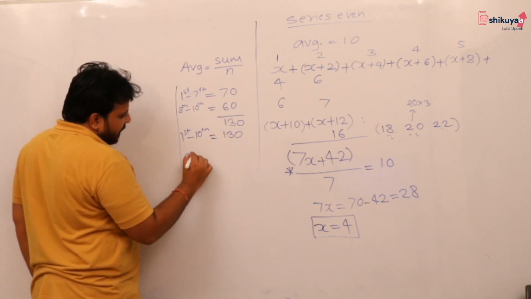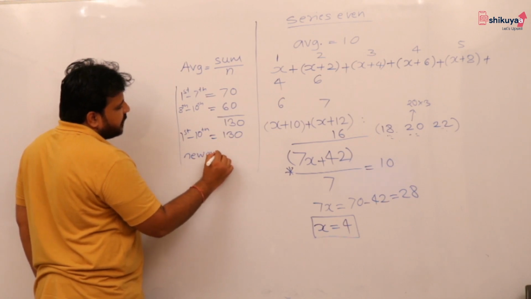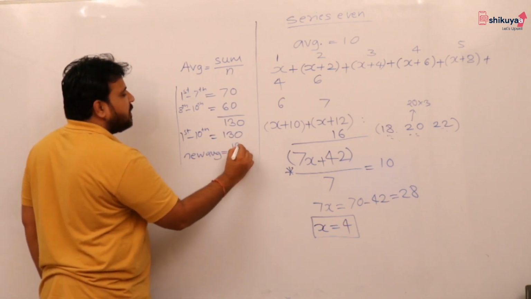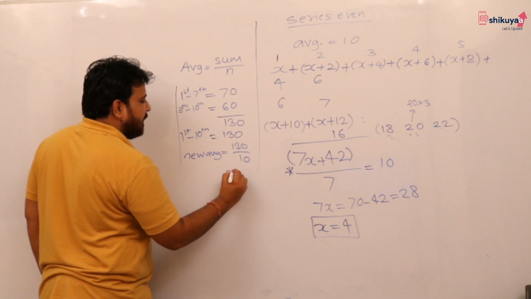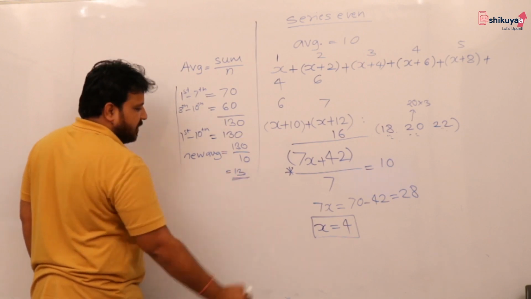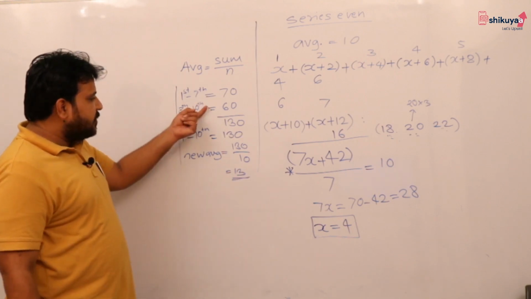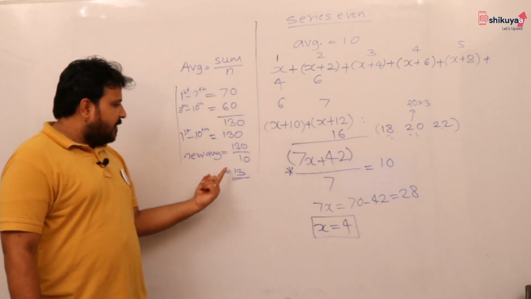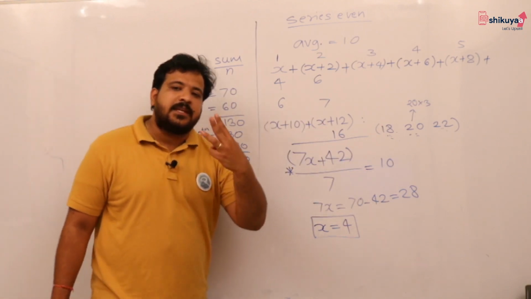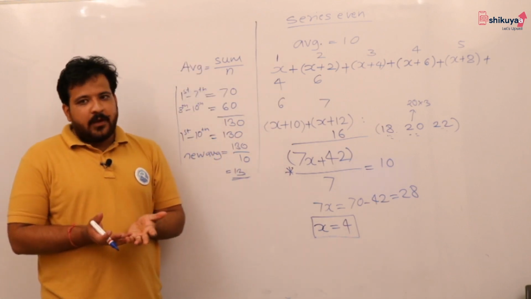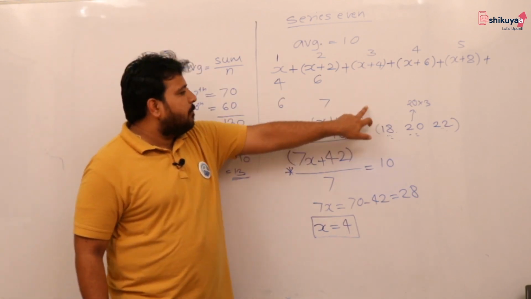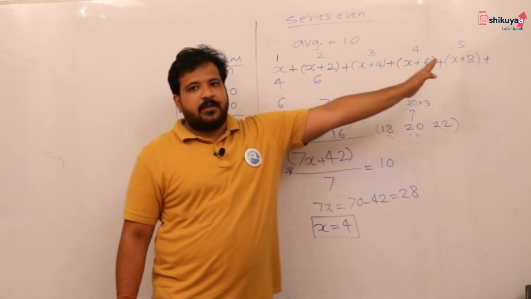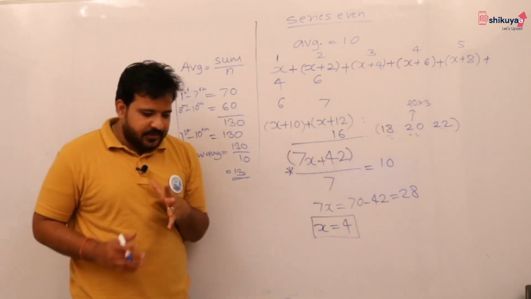So, the new average will be 130 divided by 10, that is 13, and this is your answer. And the change in average is going to be 3. Initially, the average was 10, the new average is 13, that is, the average has increased by 3, and that is fair because you are adding numbers more than the average number, so the average has increased.